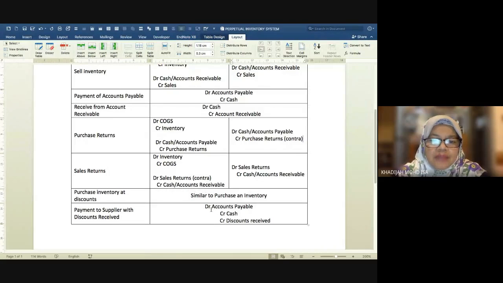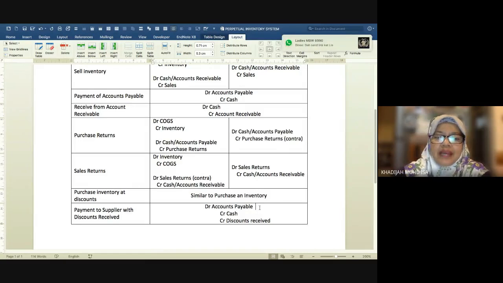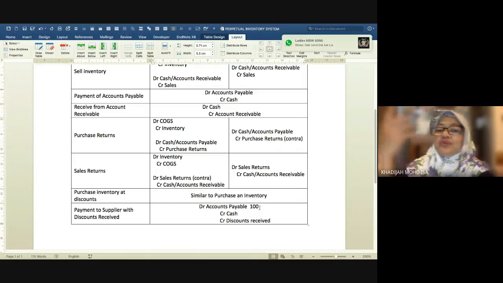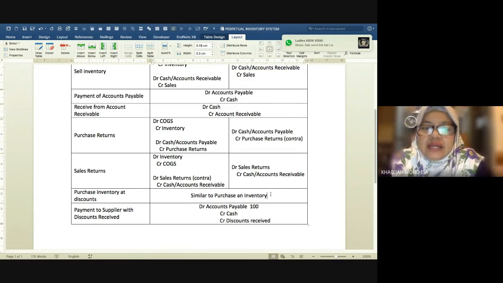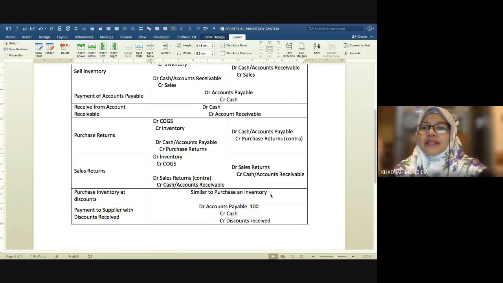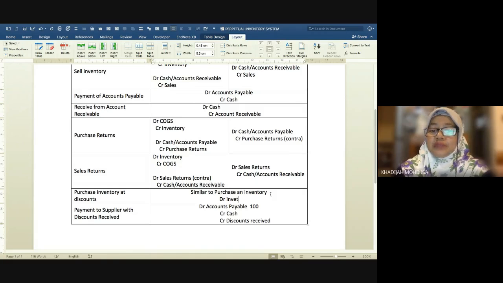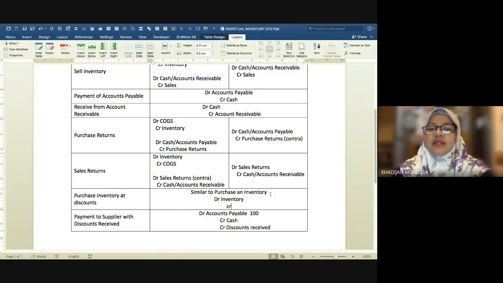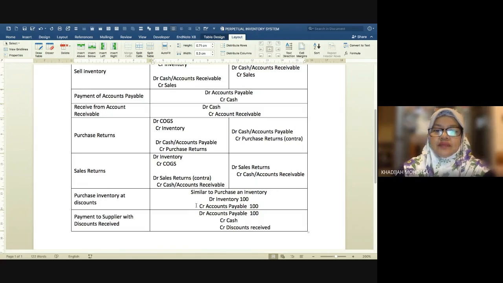Okay, payments to supplier. So you're going to debit your accounts payable. In this case, you debit 100 because that is the amount that you record when you first purchase. Remember that we're going to record at gross, right? So you debit your inventory when you purchase, and then you credit your accounts payable. When you first purchase, you credit 100. Inventory is 100.